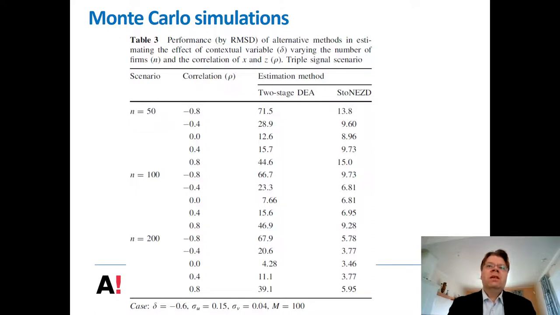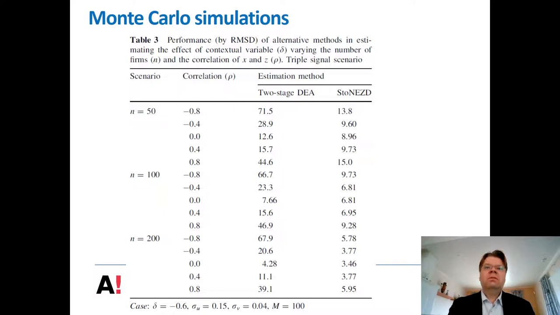But particularly in two-stage DEA, of course, the performance deteriorates much quicker when there is higher correlation. And it seems that particularly negative correlation between input and z variable is detrimental. In the case of StoNED with z variable, there is not so sharp a difference, and it is even more in the other direction.